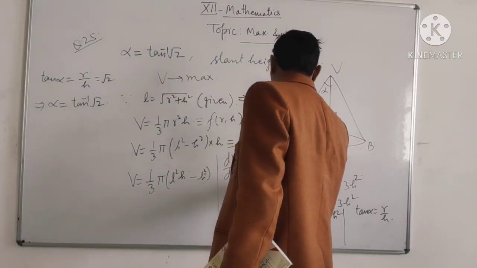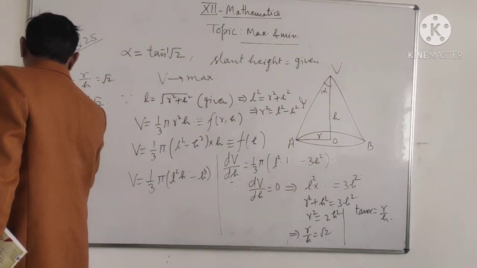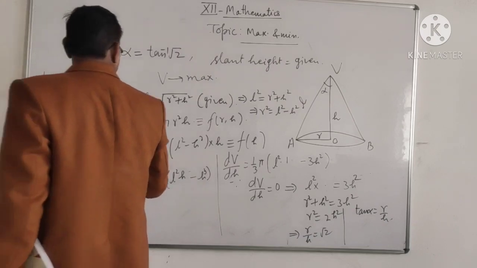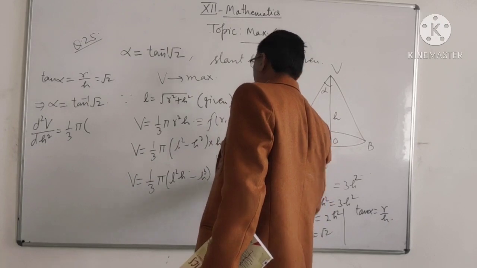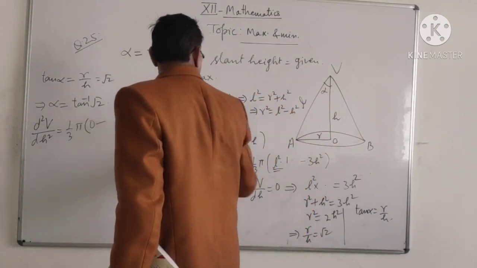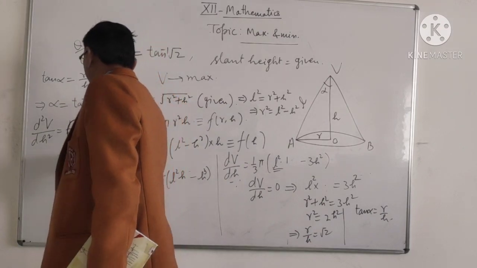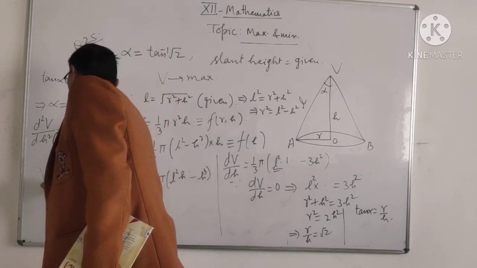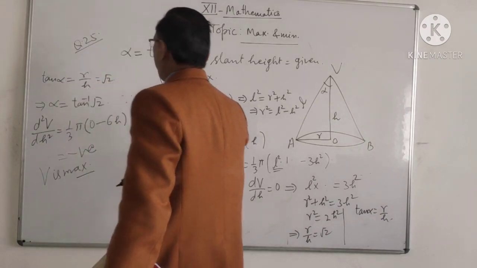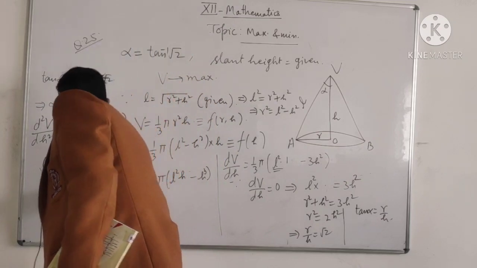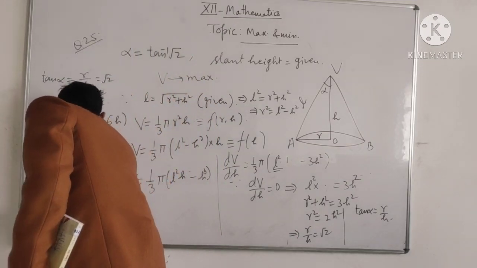Now we will find the second order derivative, d2V over dH square. It is 1 upon 3 pi times derivative of L square, which is 0, minus 6H. Here H is positive, so this part is negative. So volume is maximum. Volume is maximum when semi-vertical angle alpha equal to tan inverse root 2.